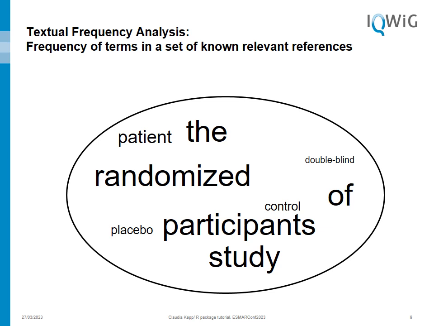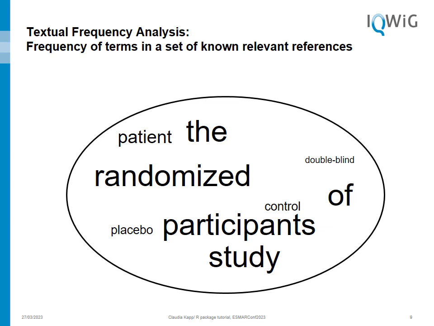On the other side, the and of are obviously frequent but irrelevant terms for a search, while control and placebo are not as frequent. This means that the mere frequency of a term does not tell us yet whether it is also a good search term in a specific database.